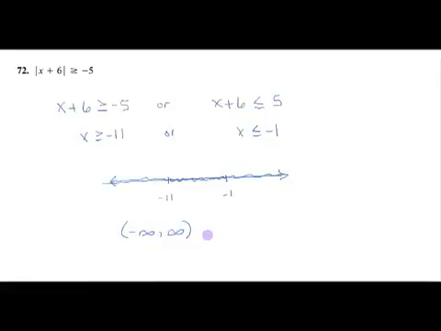Now let's look at the original inequality and see why this might be true. The absolute value of something, we don't care about what kind of statement is in there, the absolute value of any number is always greater than or equal to negative 5. So that's the reason we end up with negative infinity to infinity. We can pick any number from the number line, put it into this inequality, and it will make the statement true.